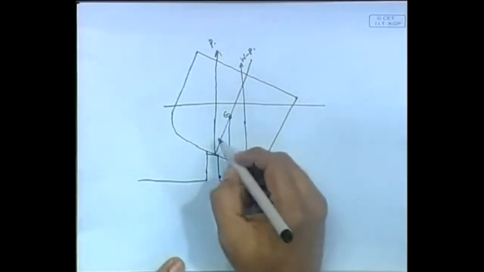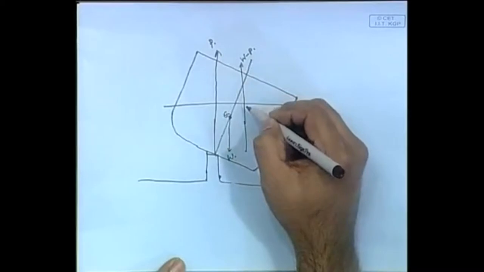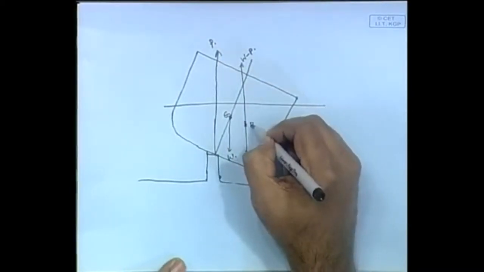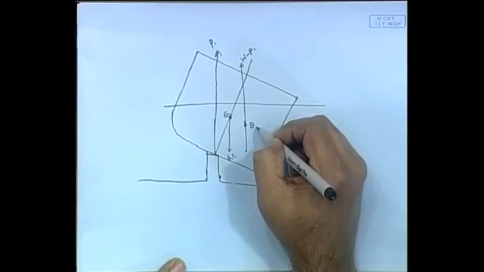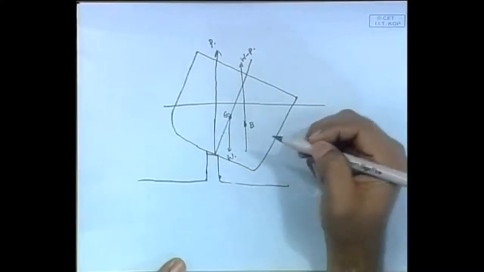Now the two exercises are two ways in which you can look at the change in GM. I will explain what I mean by that. Let's take the first one. Look at this figure. We have the reaction force P and we have W minus P, the buoyancy force. Let's say this is B, the center of buoyancy. Here W minus P is acting, here P is acting, and G.